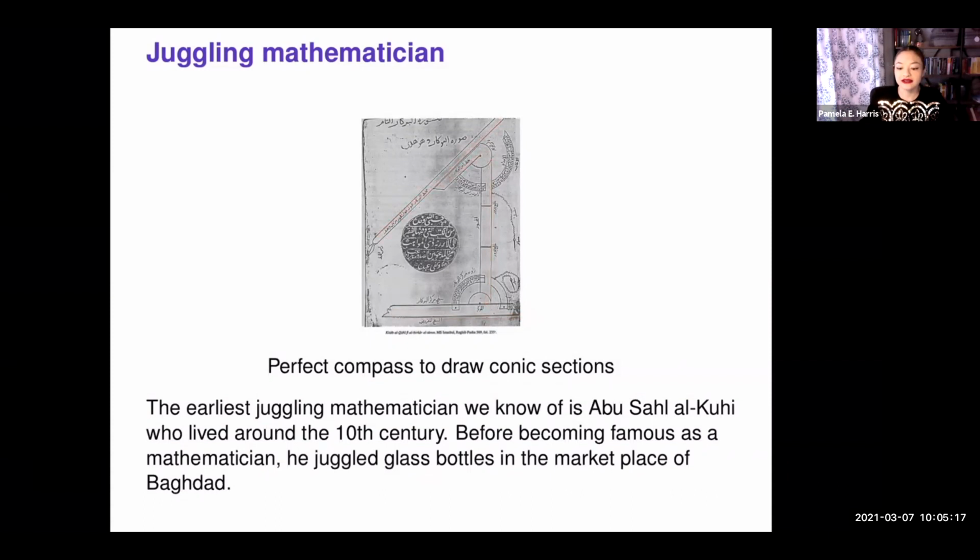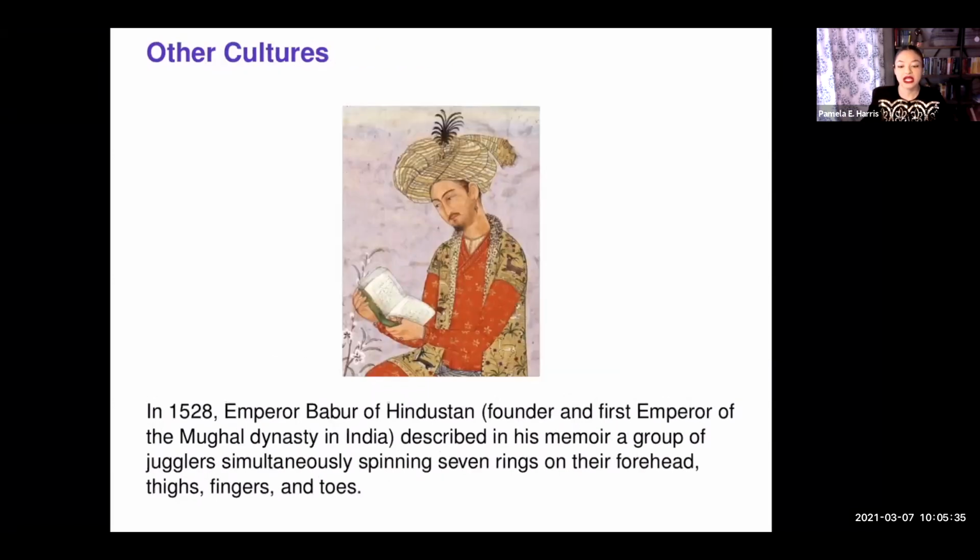And then, as I was reading about juggling, one of the stories that get attributed to him is that before he actually became a famous mathematician, he was better known for juggling glass bottles in the marketplace of Baghdad. And so there we go, first juggling mathematician. Moving to other cultures, let's fast forward now, 1528, the Emperor Babur of Hindustan. So this was the founder and first emperor of the Mughal dynasty in India. He wrote in his memoirs that he knew of jugglers who would spin all these rings around certain parts of their body.